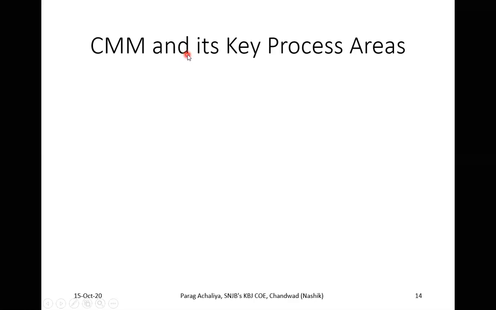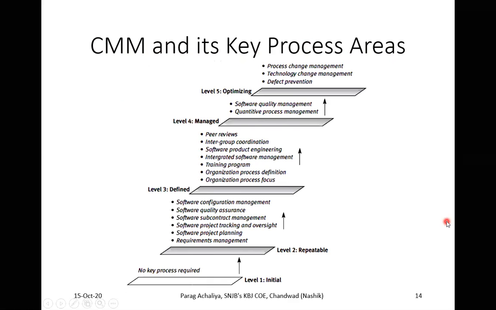Capability maturity model and its key process areas. Which are the various KPAs, or key process areas, CMM is going to use? You can see this 5 level model. In one of the slides, I told you that CMM is a 5 level model. So these are the 5 levels. Level 1 is your initial level, level 2 is your repeatable, level 3 is defined, level 4 managed, and level 5 is your optimizing.